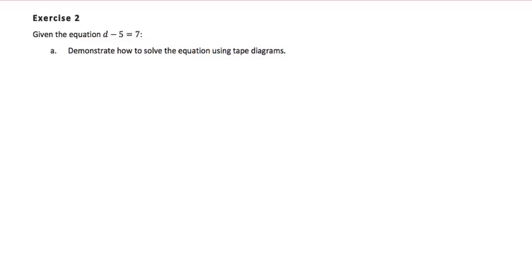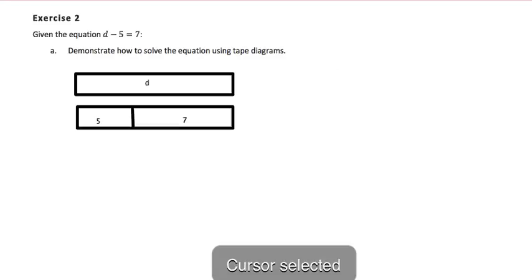Now in exercise 2, we're starting with the variable. We don't have the variable that we're subtracting or adding. So we're going to draw the tape diagrams, and then we'll see what that looks like as well. So when we look at our tape diagrams, we'll notice the whole tape diagram is D. And if we take 5 away from D, we end up with 7. So that should help us to determine that D must be 5 plus 7, or 7 plus 5, which is 12.